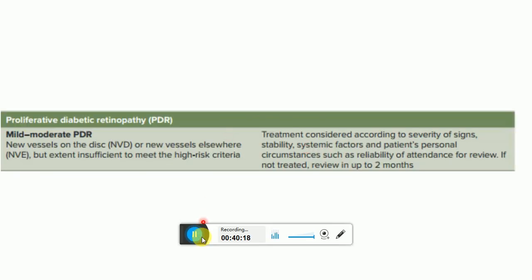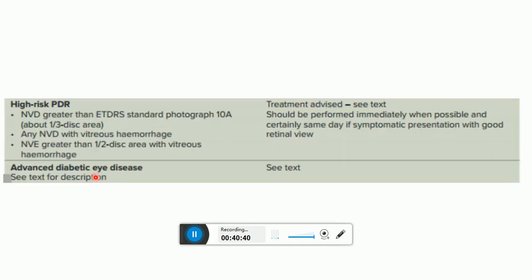Then comes proliferative. In proliferative, the main thing is new vessels on the disc or elsewhere, but extent insufficient to meet the high risk criteria. So mild to moderate PDR should be distinguished from high risk PDR. How? In high risk, the NVD is greater than ETDRS standard photograph, which means about 1/3 disc area. So greater than 1/3, it is high risk PDR. Greater than 1/3 is important.